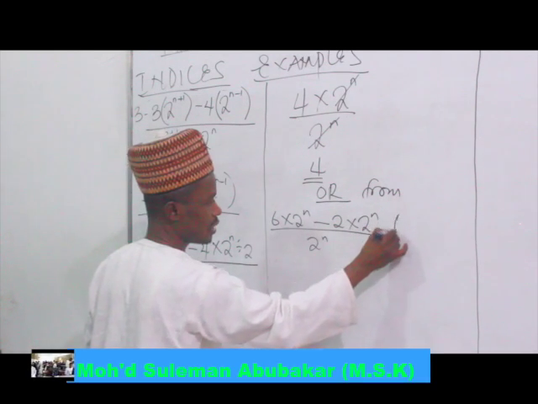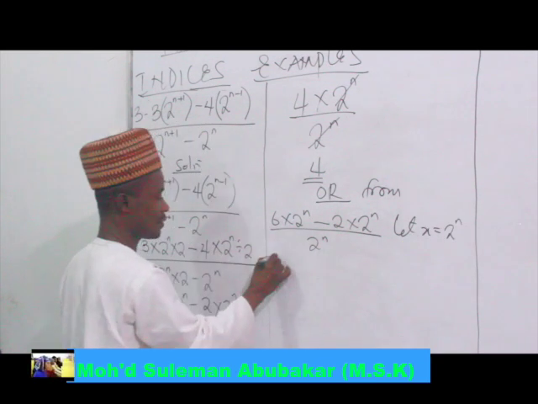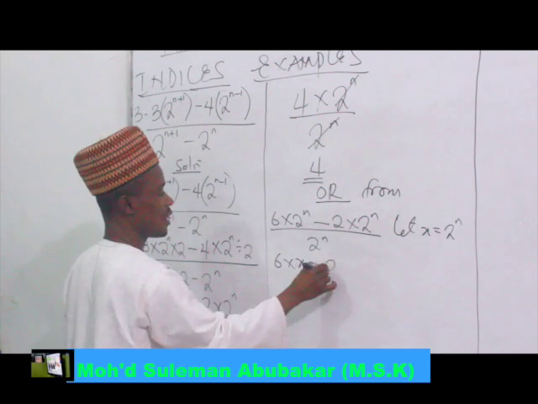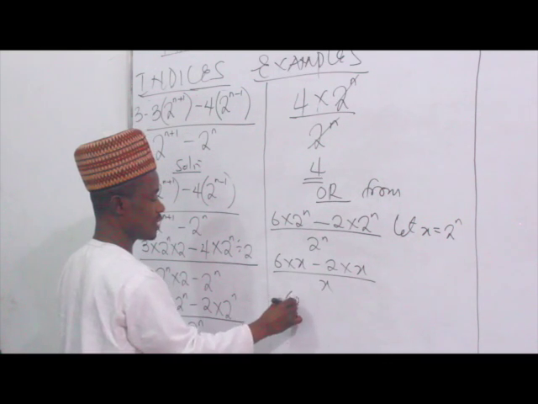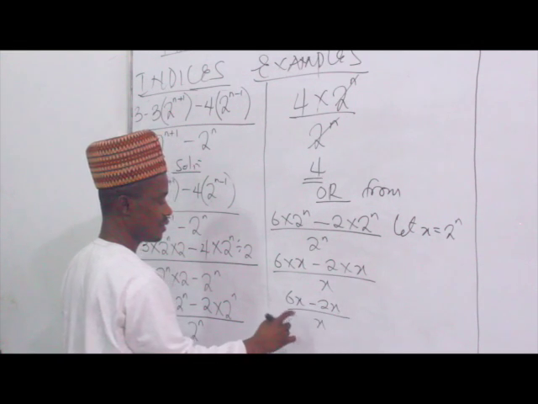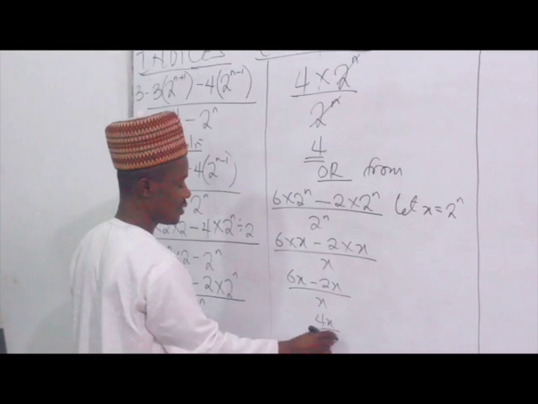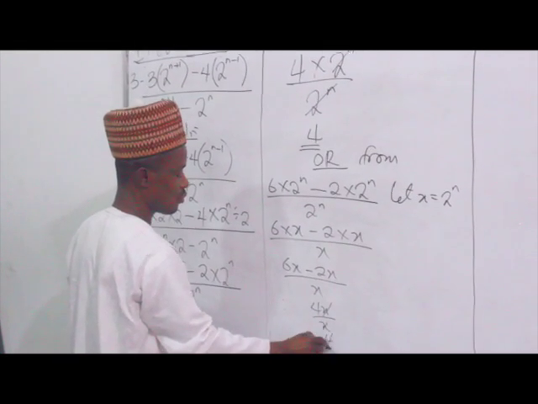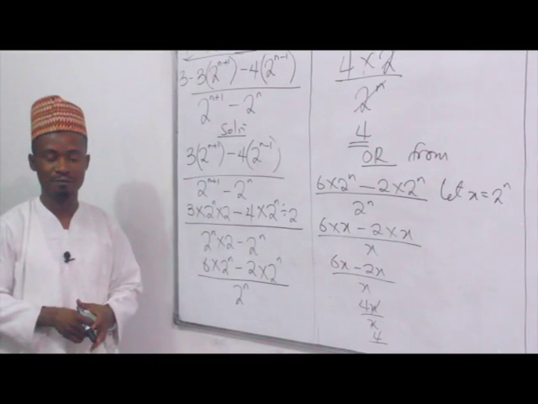And make a substitution. Say, for example, x equals 2 raised to the power of n. Here is something like 6 times x minus 2 times x, all divided by x. 6 times x will give you 6x. 2 times x, 2x, all divided by x. Then 6x minus 2x, the result is 4x over x. By the time x cancels x, we will be left with what? 4. So this is the simplest way you can understand this.